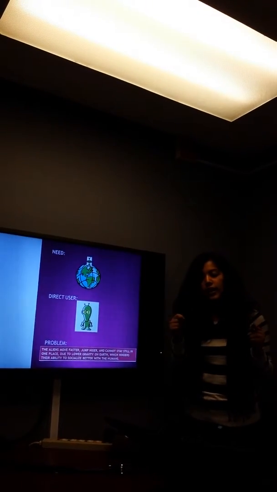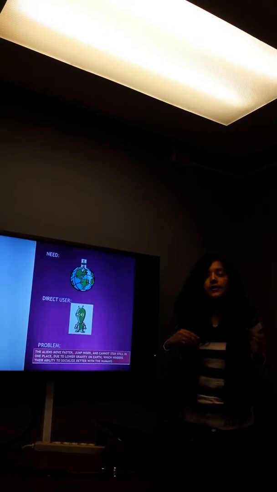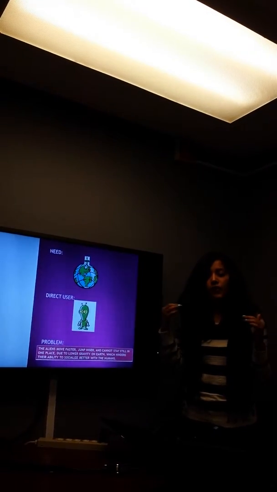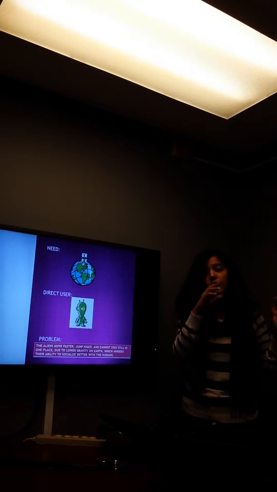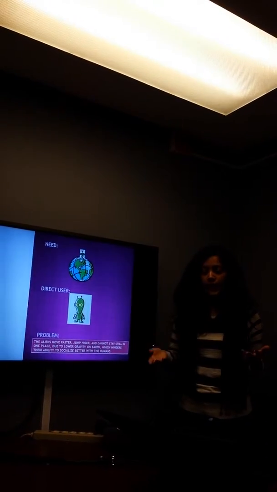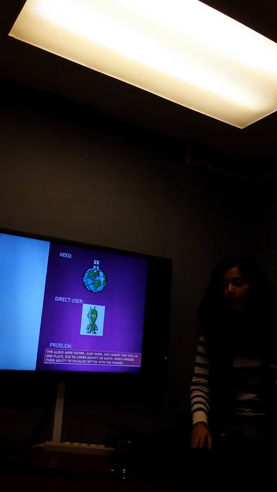More precisely, the gravity on the Earth is actually half the gravity on the aliens' home planet. So therefore they feel lighter, and these are the hindrances.